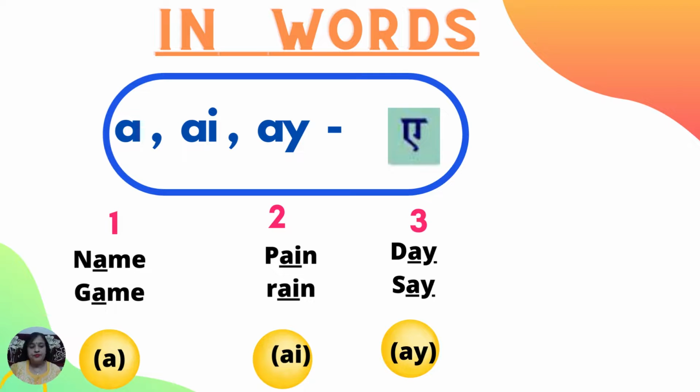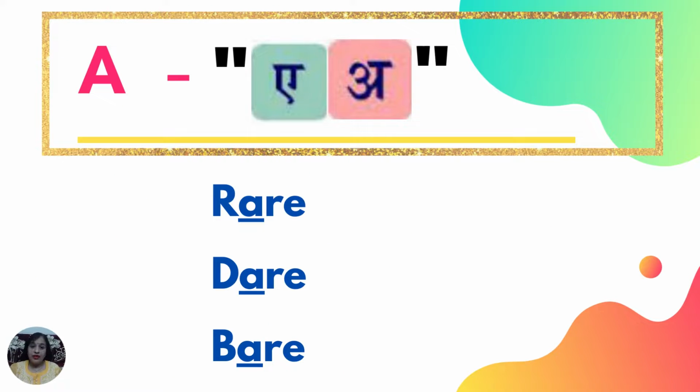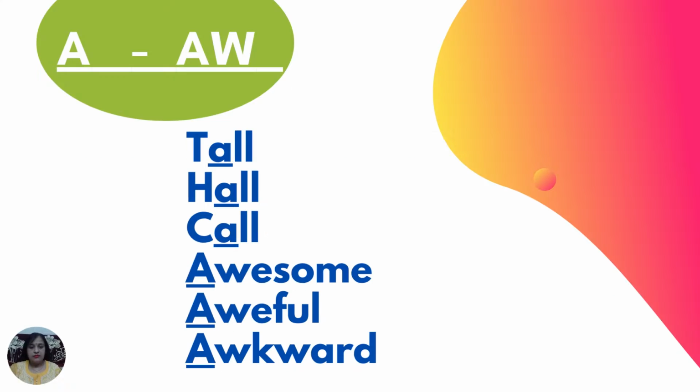Let's move forward. When A comes with A, AI or AY, most of the time the sound will become A, like name, game, pain, rain, day, say. The sound of A as air: rare, dare, bear. The sound of A as O: tall, all, call, awesome, awful, awkward.